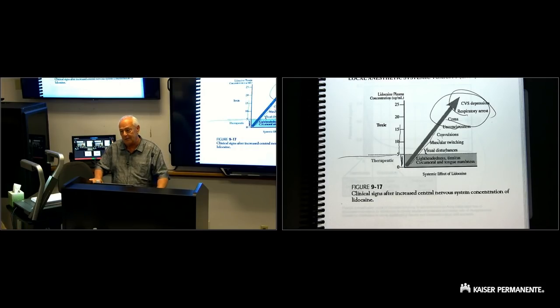And secondly, the Bier block can only last 2 hours, no matter what drug you give. It's only going to last 2 hours. Why? Because you've got to put the tourniquet down. You can only keep a tourniquet on for 2 hours. So the drug isn't as important as the fact that you've got to put the tourniquet down.